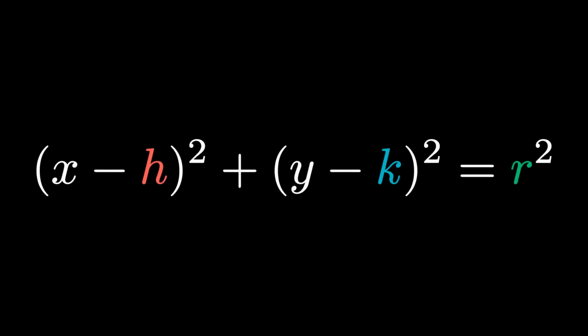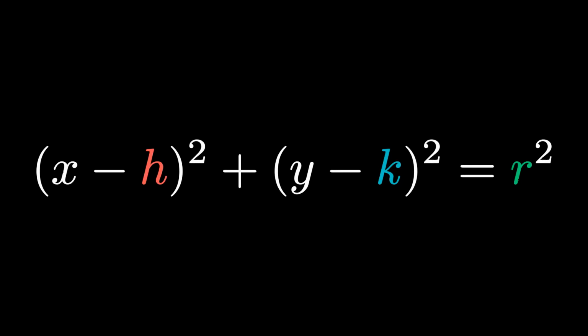Alright guys, so let's start by going over what the standard form equation of a circle is. So the standard form equation of a circle is denoted as (x minus h) squared plus (y minus k) squared equal to r squared. So you're probably wondering, okay, what do all these variables represent in this equation?